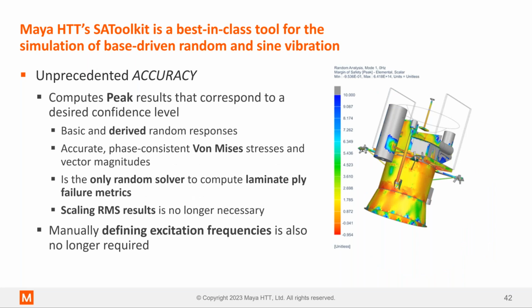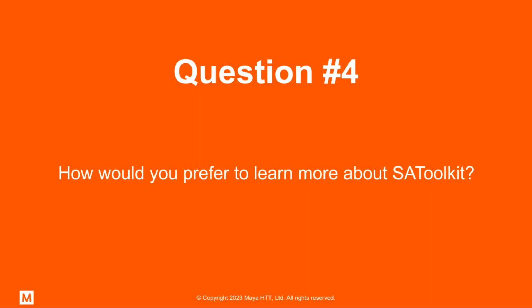It's also accurate. So again, some of the key things, it can do the composites, the laminate failure metrics. It handles the phase consistent von Mises stresses. It picks the right frequencies for you. And in addition, it also actually does the accurate 3 sigma results for you as well, not just multiplying by 3.